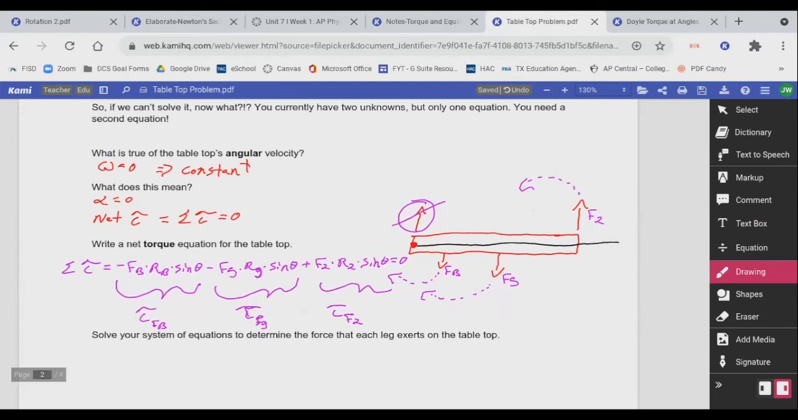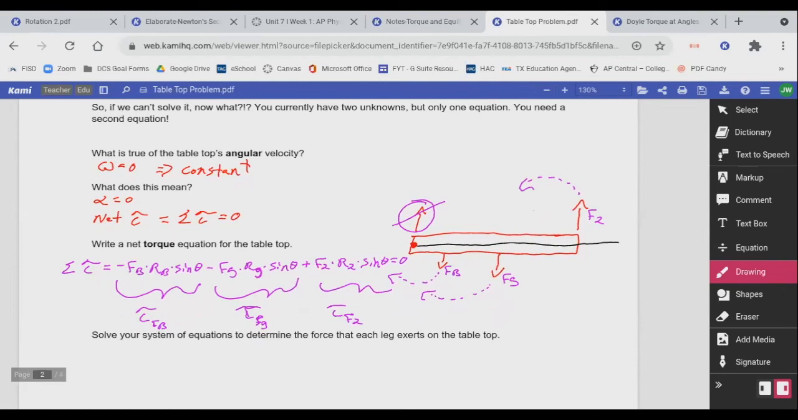I'm monitoring the chat too. So if you need to put something in there, even if it's just in frustration, totally go for it, because that's the last question of the page. Solve your system of equations to determine the force that each leg exerts on the tabletop. Okay, what I'm going to do is take my net torque equation. I'm going to plug in numbers and see what we have.